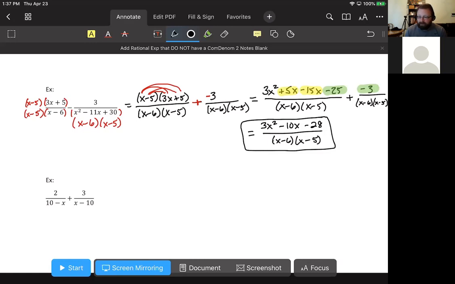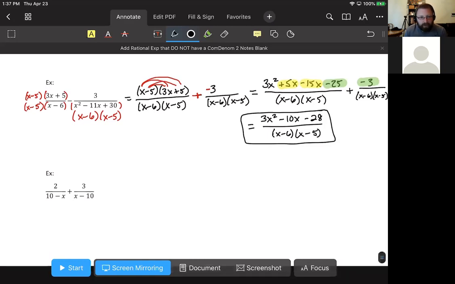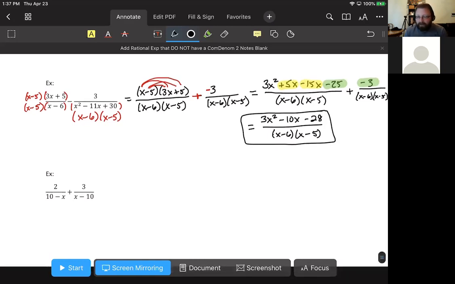Notice the denominators in our last example, 10 minus x and x minus 10. You need to keep in mind that those are not the same. 10 minus x and x minus 10. Subtraction is not commutative. Okay, you can't just switch a and b. A plus b and b plus a, those are the same thing. But a minus b and b minus a are not the same thing. They're opposites. So what we have to do here, and this is tricky, is why I want to make sure I point this out.